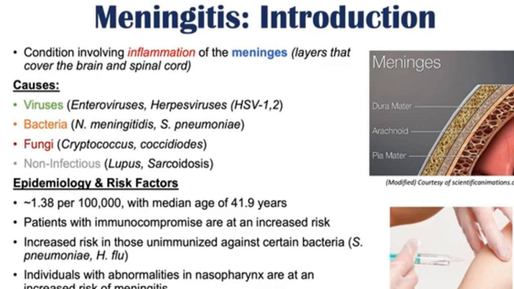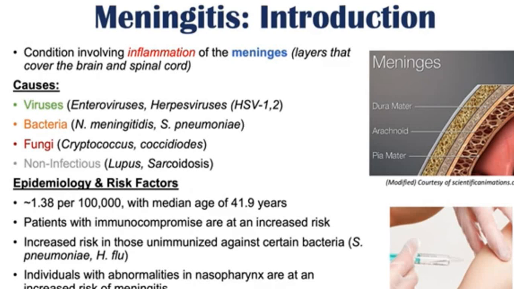Some of the common cause as far as meningitis is concerned is viral infection, which is enterovirus, and another common virus is herpes virus, that is virus 1 and 2. Among bacterial infection, Neisseria meningitidis and streptococcal pneumoniae. Among fungus, Cryptococcus and Coccido. And non-infectious group can be lupus, sarcoidosis, drugs, etc.